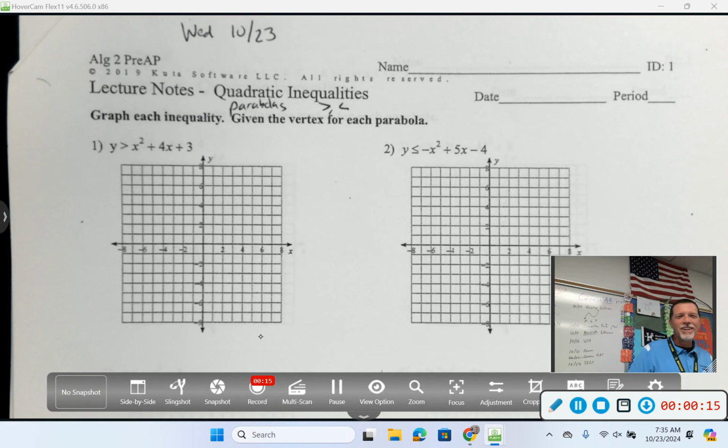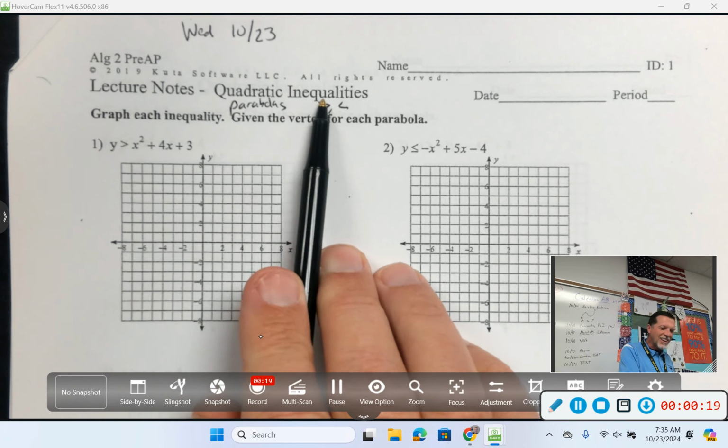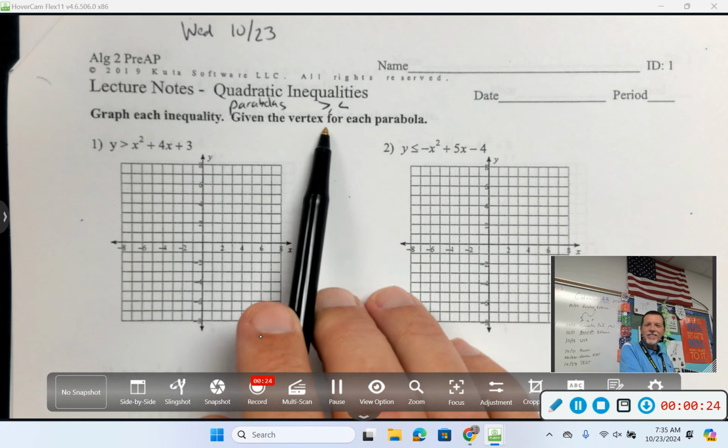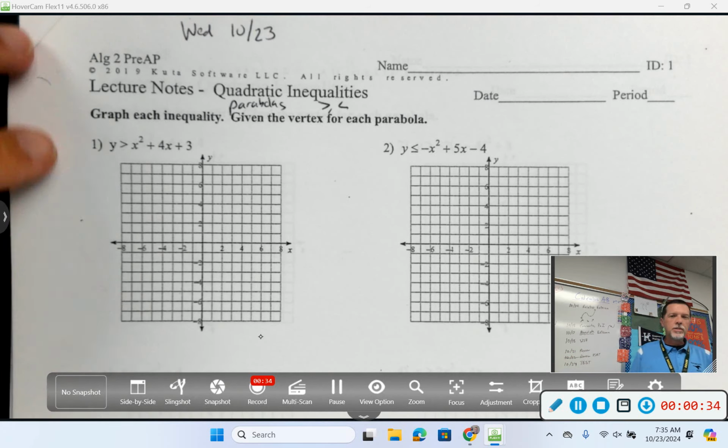Get my YouTuber on. All right, now to the actual notes for today. Quadratic inequalities. Quadratic parabolas, inequalities, less than, greater than stuff. Again, I don't think you've done both of these things together, but you've done them both separately, and if you understand them separately, it's easy enough to kind of put them together.